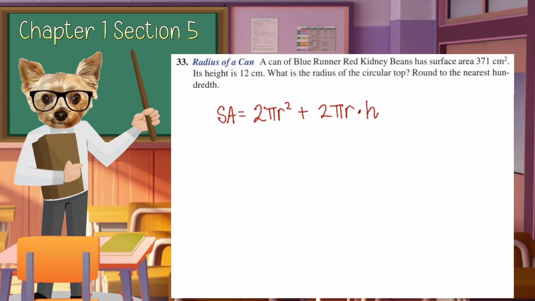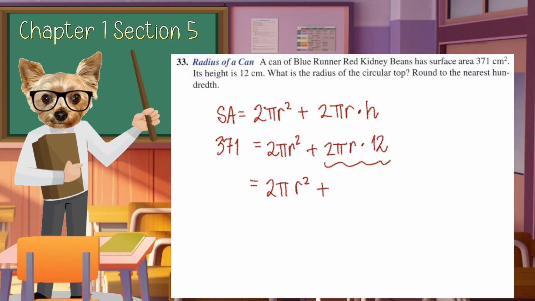Now let's go ahead. A can of Blue Runner red kidney beans has a surface area of 371 centimeters squared. Its height is 12 centimeters. What is the radius of the circular top? Round to the nearest hundredth. 2 pi r squared plus 2 pi r times 12. This over here will become 2 pi, that's my A, r squared, plus 24 pi, that's my B, r.